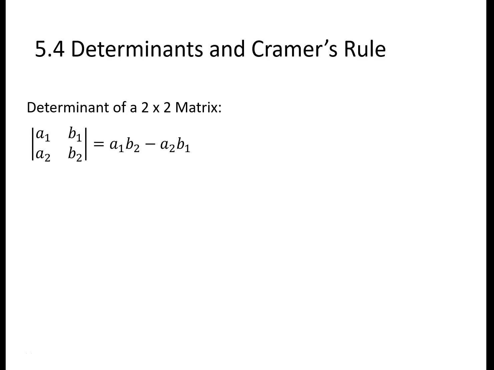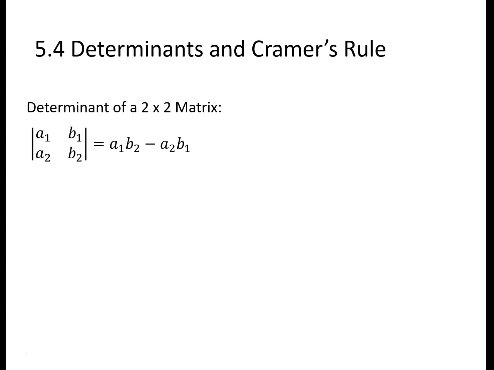Section 5.4, Determinants and Cramer's Rule. We have one more method to look at for solving a system of linear equations. This is probably one of my favorite methods, and I think maybe you will like it also. And we have made it to the end of the semester, so this is our last section.